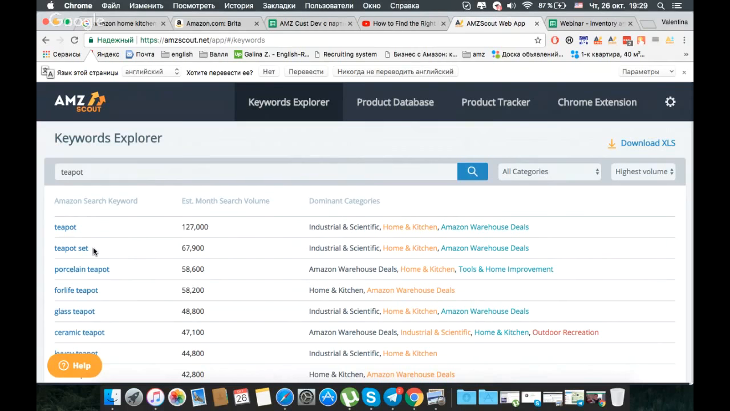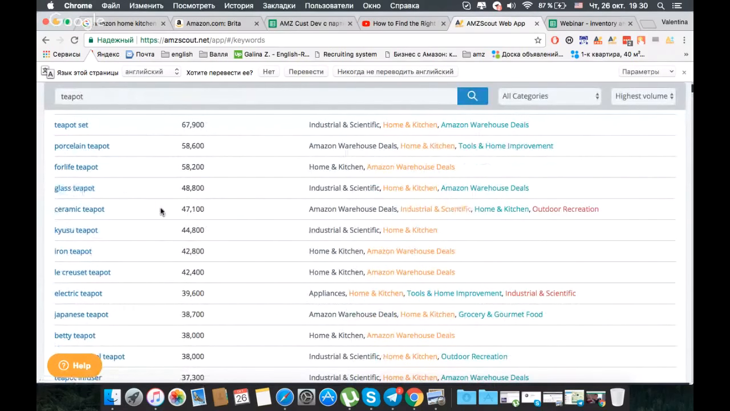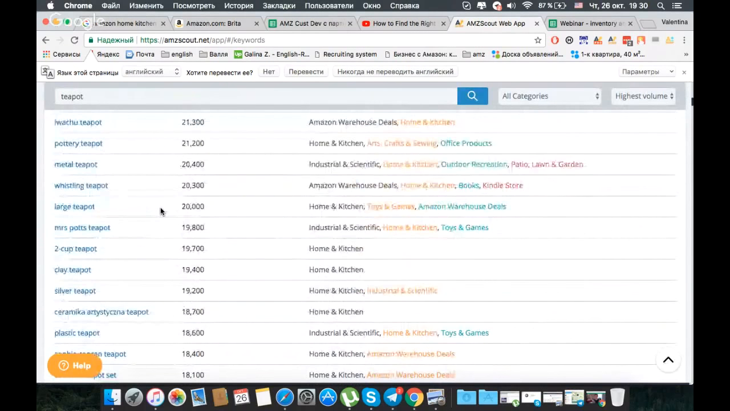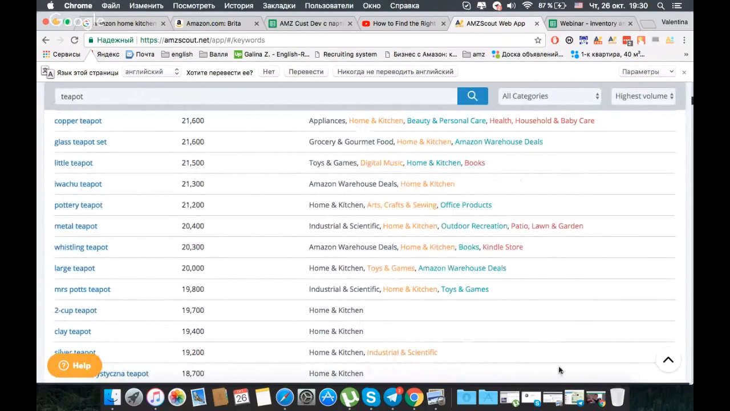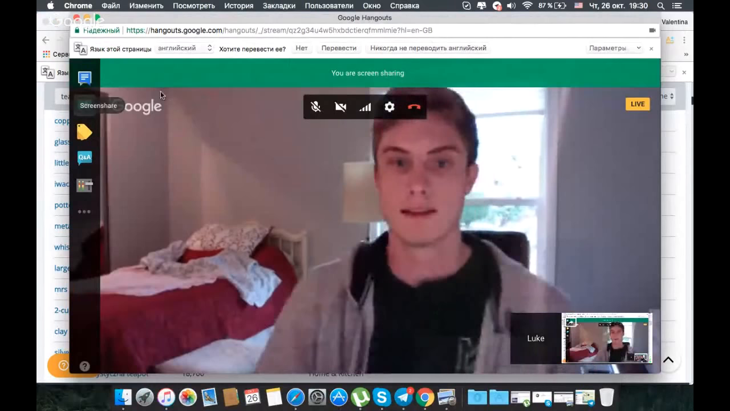For example, the second popular search keyword or keyword set, word combination is the teapot set. So it's a good idea to look at teapot set to sell. Yeah, the next popular thing is a porcelain teapot, and so you can scroll down and see other ideas like glass teapot and anything. Yeah, there are many of them. Okay, I want to get back now and look if you have any questions here or some add-ons.